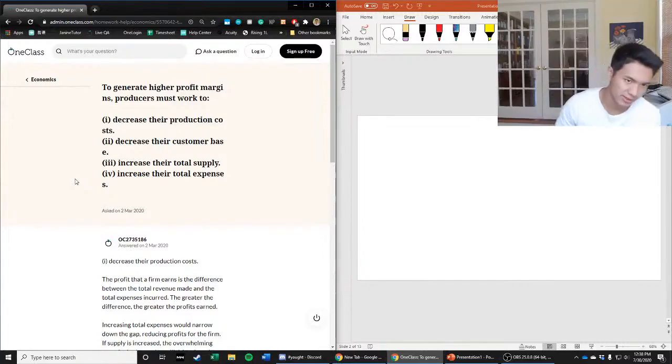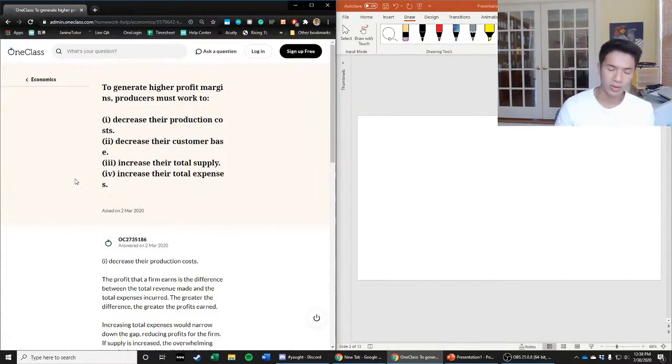The next question says, to generate higher profit margins, producers must work to 1, decrease their production costs, 2, decrease their consumer base or customer base, 3, increase their total supply, or 4, increase their total expenses.